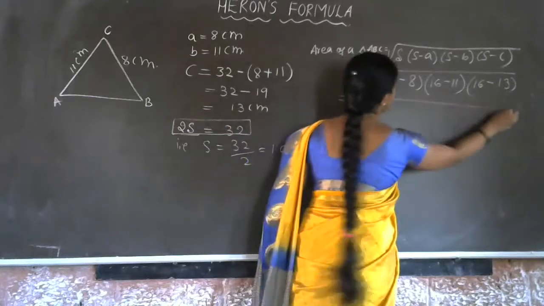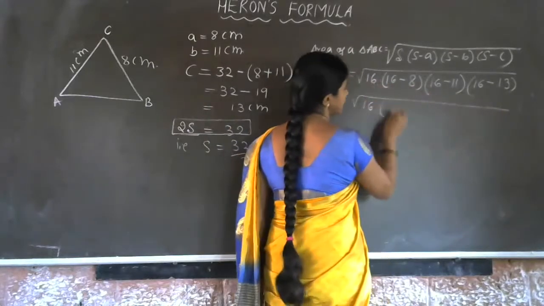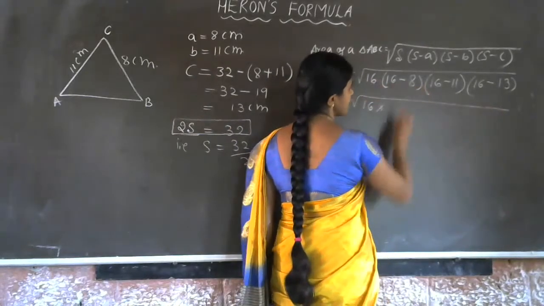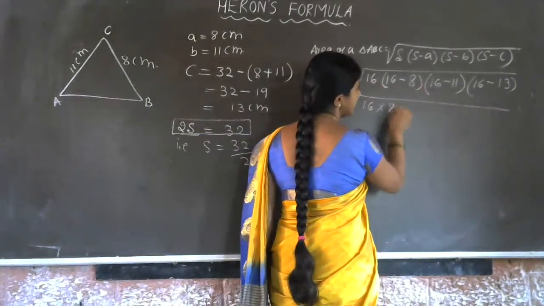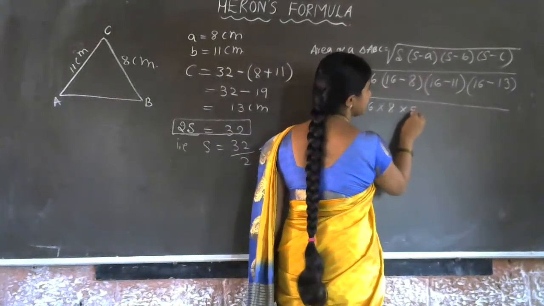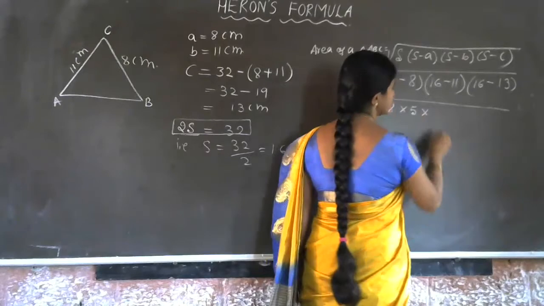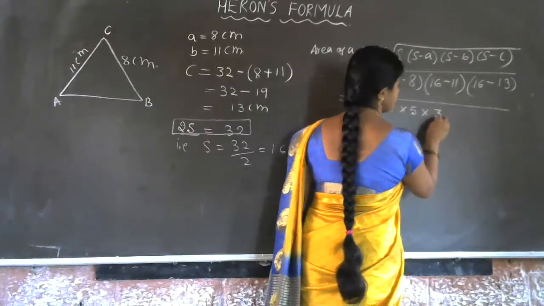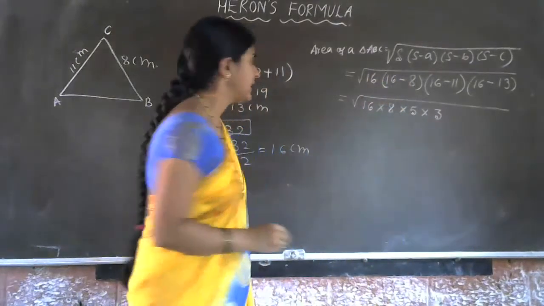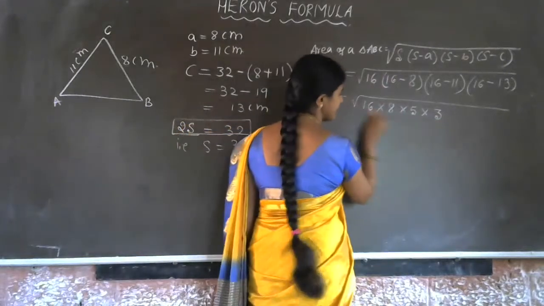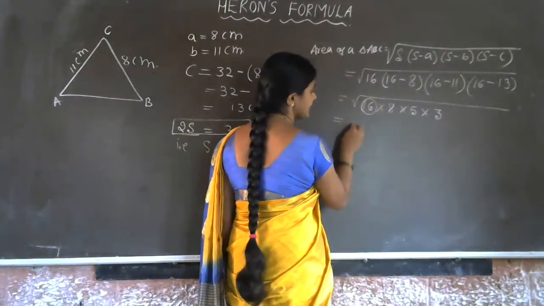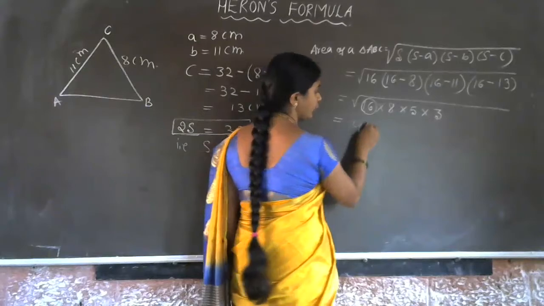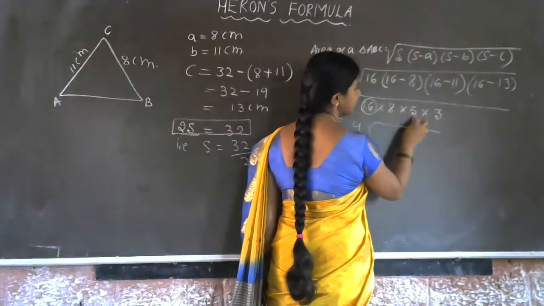Next, square root of 16 into 16 minus 8, which is 8, into 16 minus 11, which is 5, into 16 minus 13, which is equal to 3. Got the idea of this step? Next, which one is a perfect square number? 16 is a perfect square number, so it comes out as 4. Then here 8 into 5 into 3.